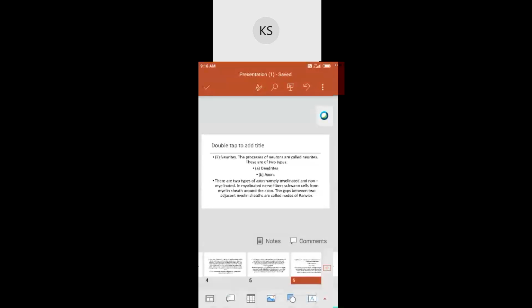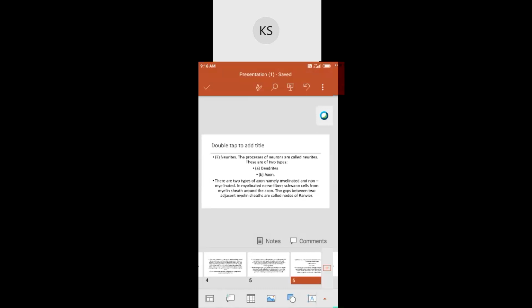Now, what are dendrites? These are usually shorter, tapering, and much branched processes. They may be one to several. The dendrites contain neurofibrils, neurotubules, and Nissl's granules. Now, next, axon. What is an axon?